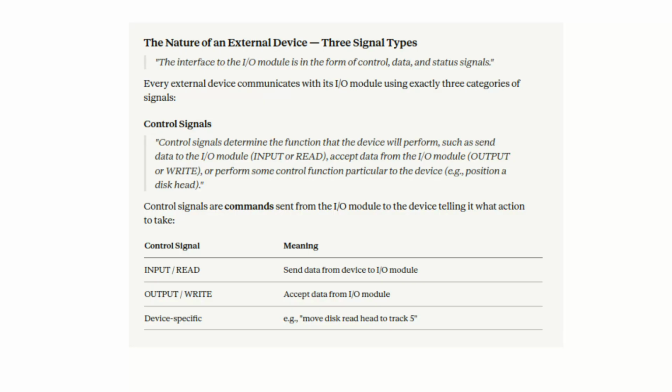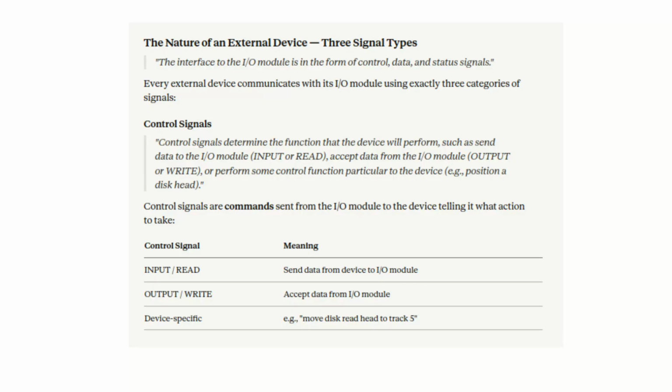That is the command. So control signals are the commands which are given from the I/O module to the device, telling the device to do something, either to give the data to the I/O module, that is to read, so the I/O module can read, or to accept the data from the I/O module, output or write. Or some devices, if I'm taking magnetic disk drives, they have to position the disk head, right? So some control would be particular to that particular device, or do some other device specific functions. So these control signals are the commands given by the I/O module to the device to do some action. It can be input or read action, output or write.